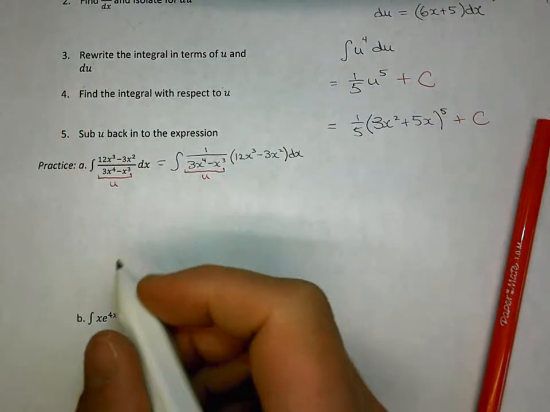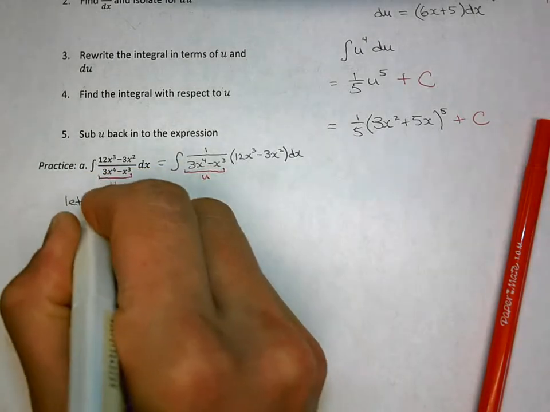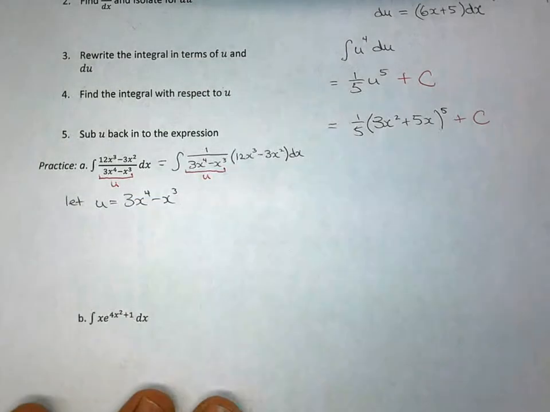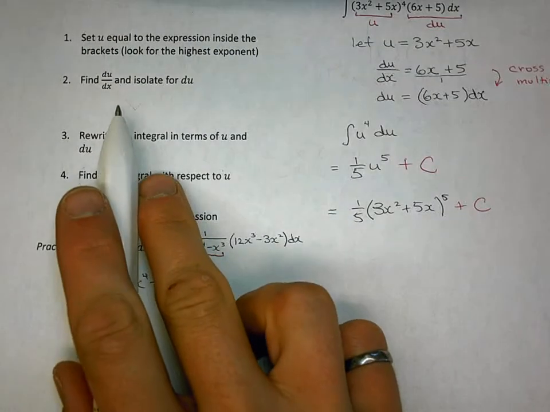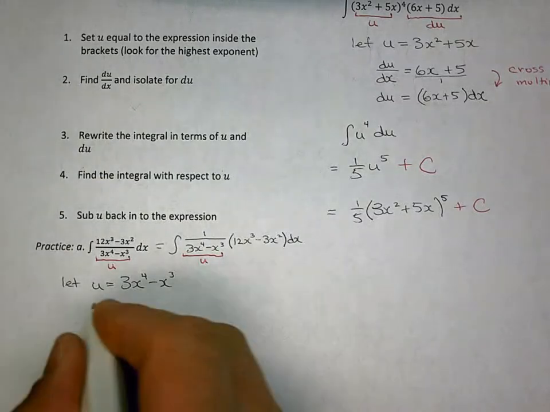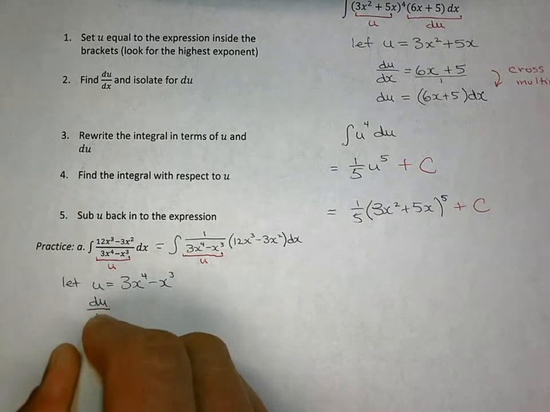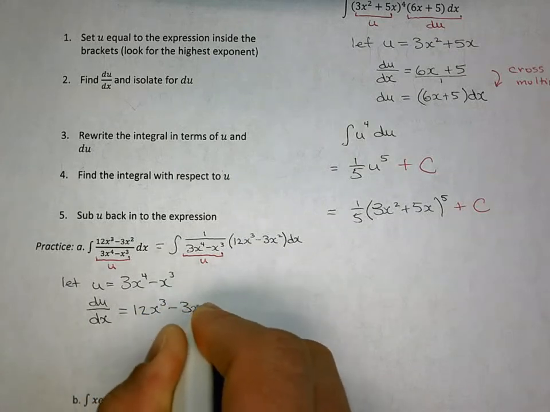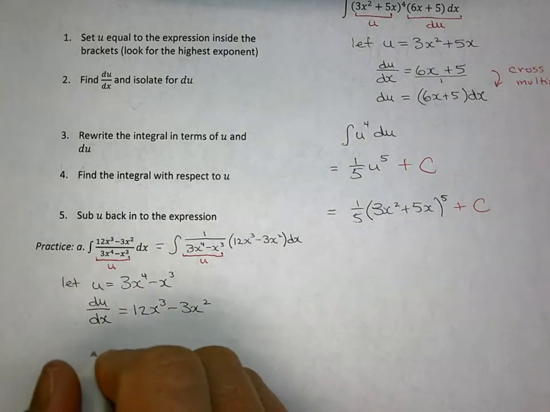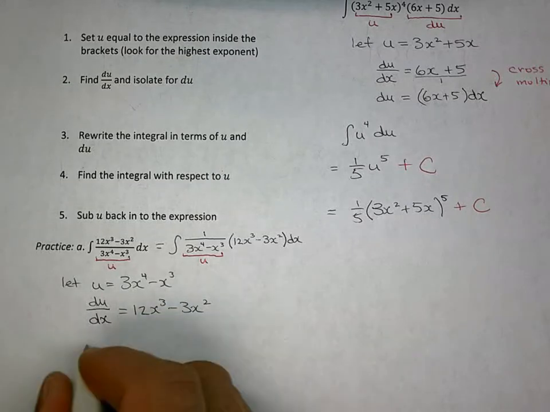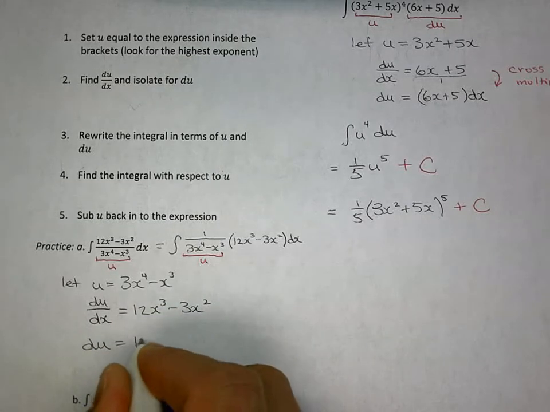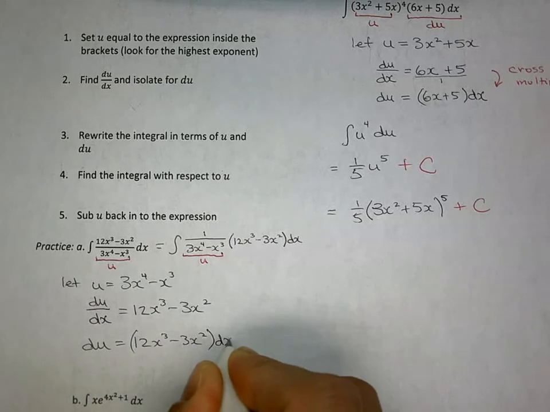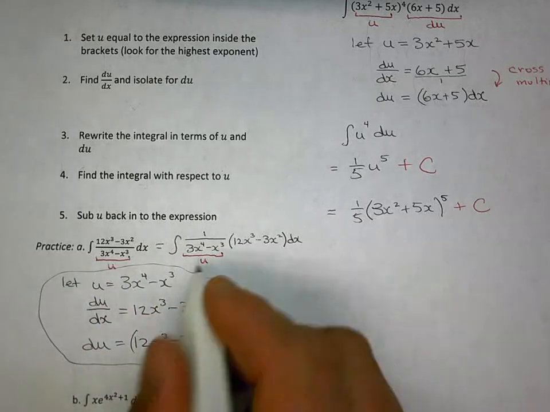So now we're going to do the substitution. We're going to let u equals 3x to the power of 4 minus x cubed. That was my step 1. Step 2 is take the derivative with respect to x. So du, the derivative of the u expression with respect to x, is 12x cubed minus 3x squared. And now we cross multiply and we get du is equal to 12x cubed minus 3x squared all times dx. So that was my first part of my substitution.